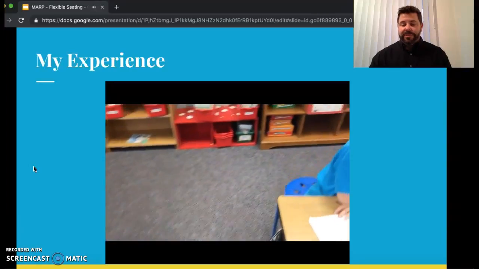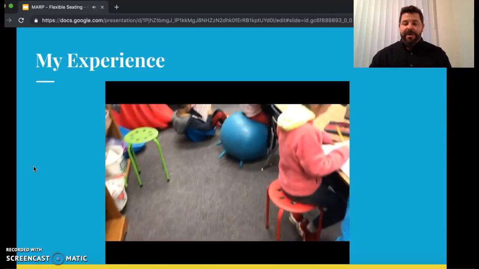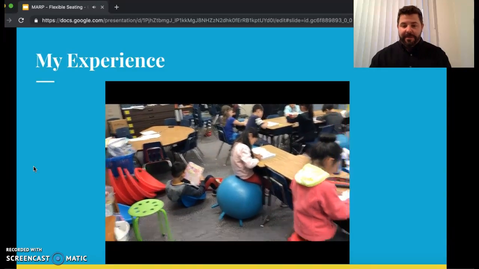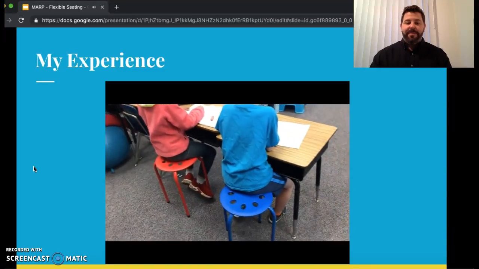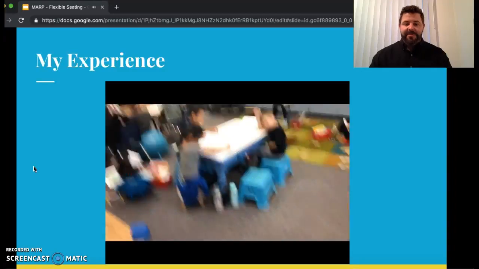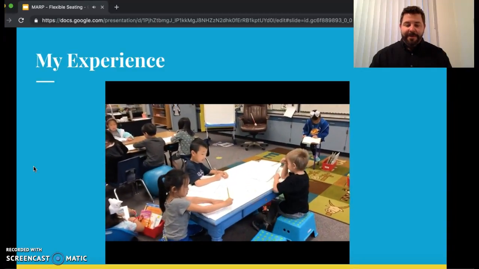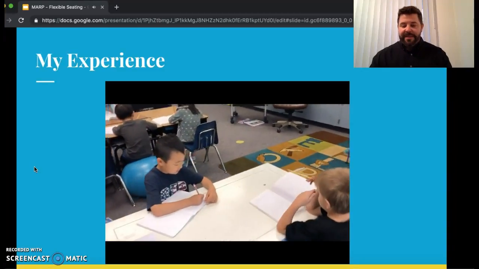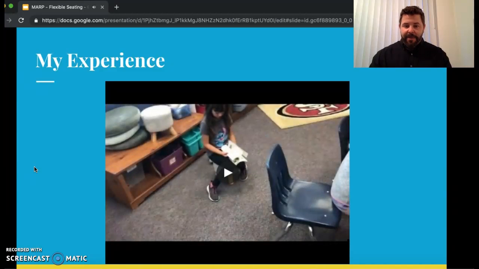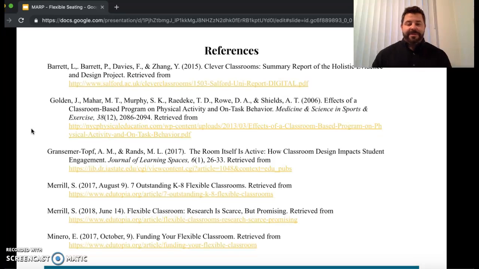I use stools. I use yoga balls, and as you can see, my student there is using the yoga ball perfectly, and she's moving. It's increasing brain activity, and so this is my experience with it. I'd love to implement more as I go on, but this is what I have so far. So I hope you've enjoyed my research presentation.